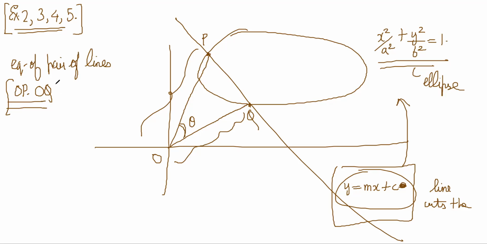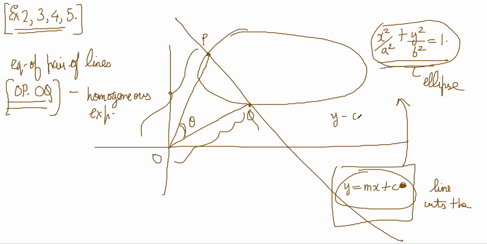Basically, no, not solve, homogenize. The equation of the line pair OPOQ will be a homogeneous expression. Homogeneous means same degree in each term. So using this, make it a homogeneous expression. That will be the equation of OPOQ. So how will we make it?